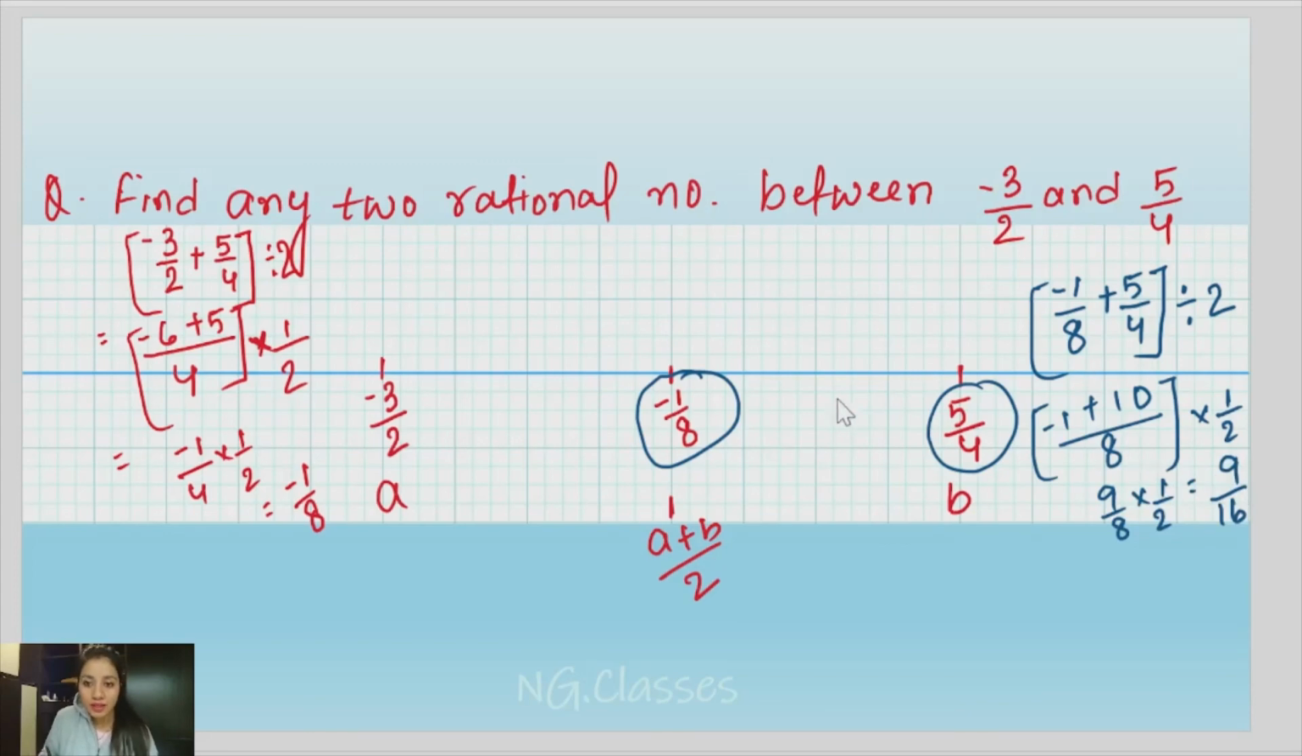So where will it lie? It will lie at the exact midpoint of this one. So here it will lie, 9 by 16. Clear? We found two rational numbers between minus 3 by 2 and 5 by 4. What are those? The first one is minus 1 by 8 and the second one is 9 by 16. If we need to find more rational numbers, then we can go ahead and find the midpoint of these two. Or if we want to find more, then a similar process we need to repeat.